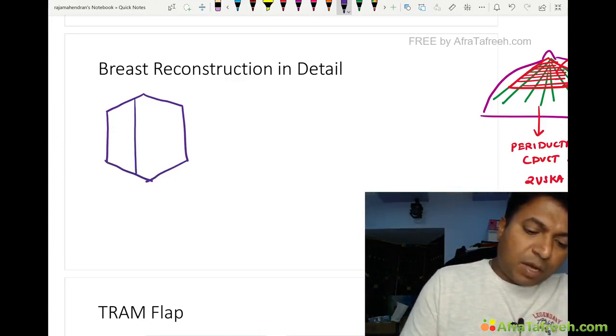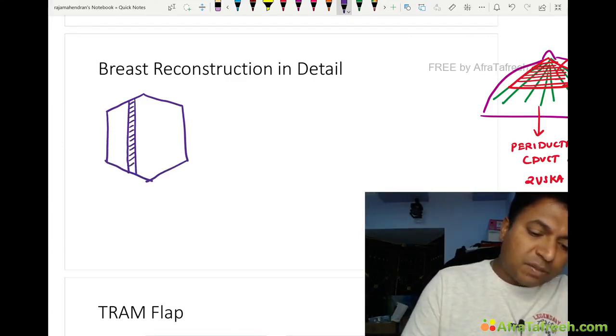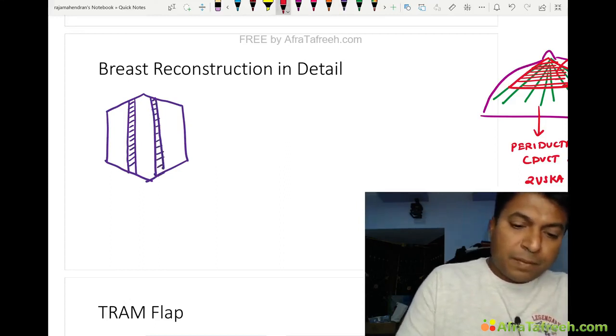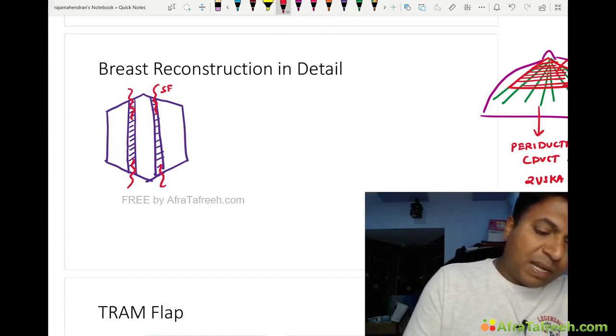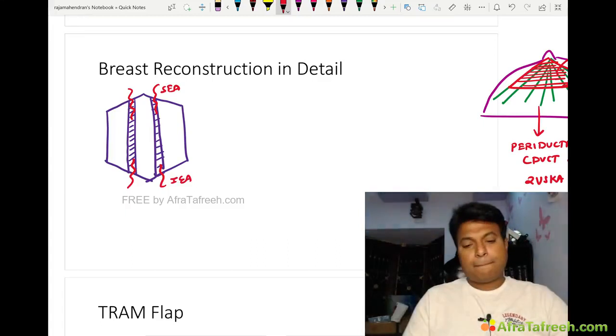Okay, and there are recent questions on breast reconstruction after mastectomy. This is the rectus abdominis muscle. First of all, get a clear idea about the muscles. This is the rectus abdominis muscle, right side, this is the left side rectus abdominis muscle. This is the artery running from above downwards. This is the artery running from below upwards. This is the superior epigastric artery. This is the inferior epigastric artery.